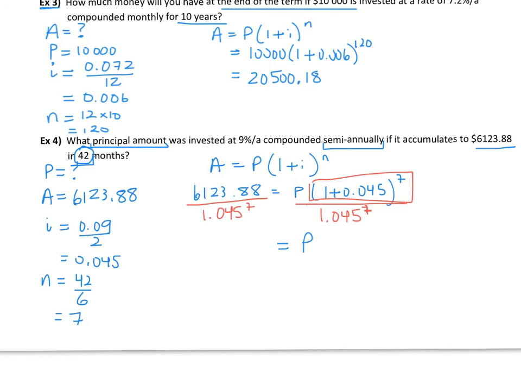So 6123.88 divided by 1.045 to the exponent of 7. And that gives me $4,500. So we started with an investment of $4,500. And that rounds to even $4,500. All right, so that's the principal amount there. Now we have some more examples, but I'll start those on another video.